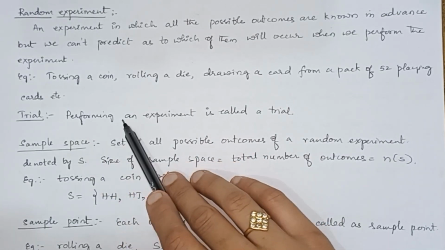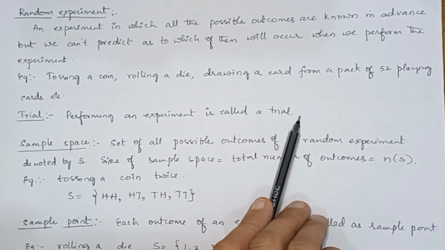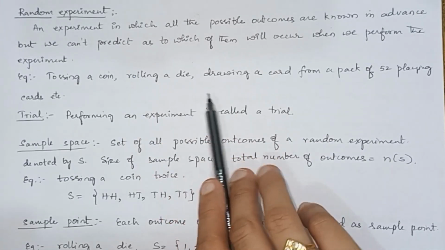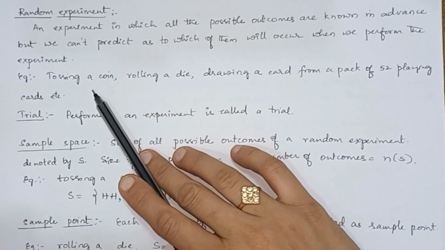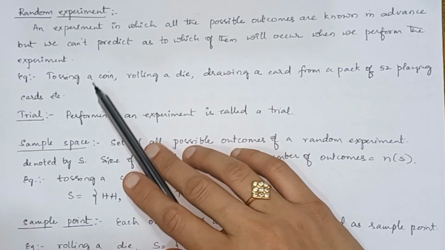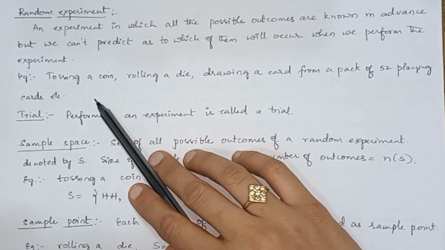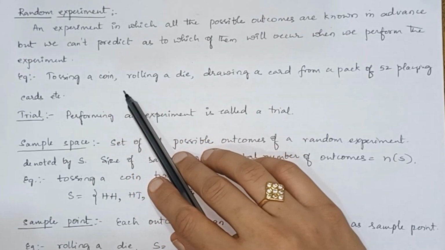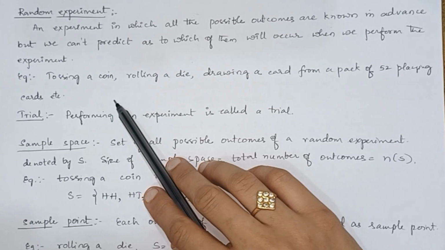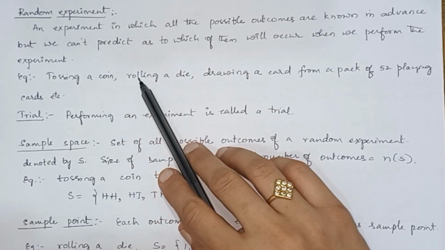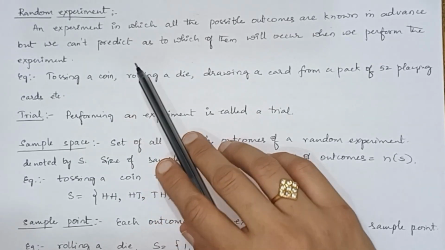Trial means performing an experiment is called as a trial. So for example, tossing a coin is a trial. Rolling a die is a trial. Similarly, here, tossing a coin twice is also a random experiment. Tossing a coin thrice is also a random experiment where you will be knowing what are the possible outcomes, but you can't predict which outcome you are going to get when you toss a coin.